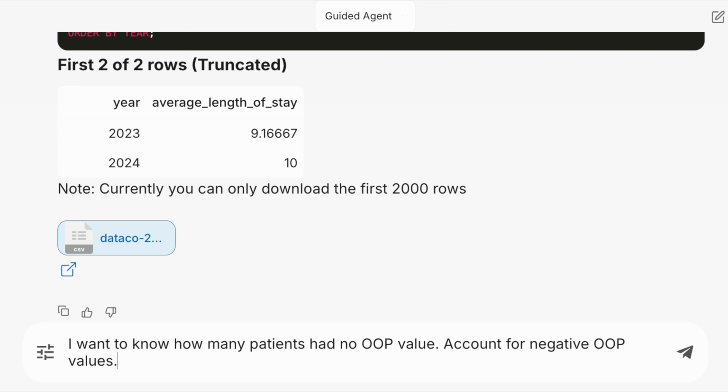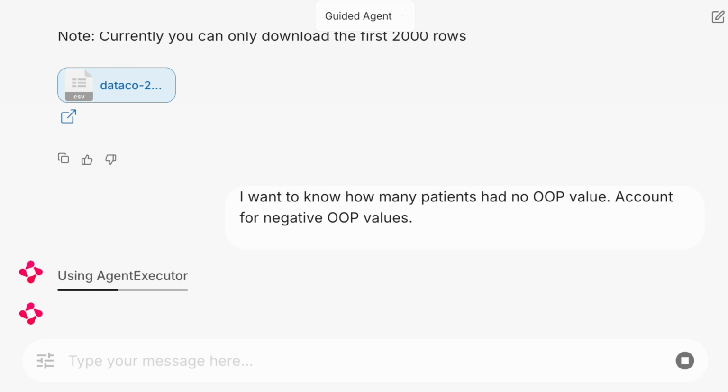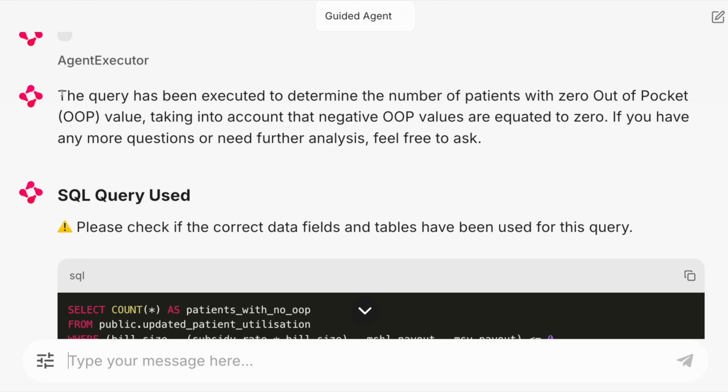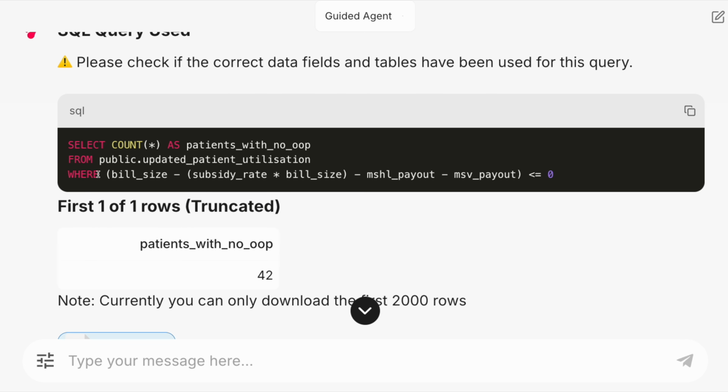Let's ask it how many patients have no OOP. But what's OOP, you ask? Don't worry, let Sense tell us. OOP stands for out-of-pocket payment, which is the amount patients have to pay after all subsidies, MediShield Life, and Medisave amounts are deducted from the bill size.